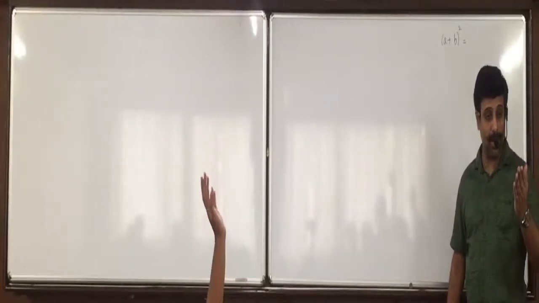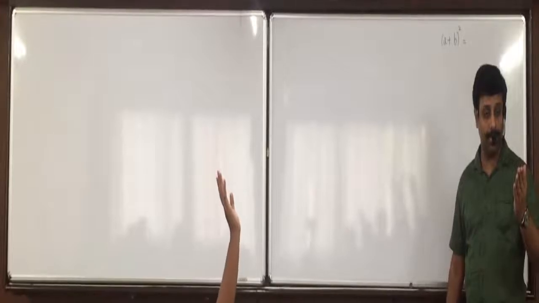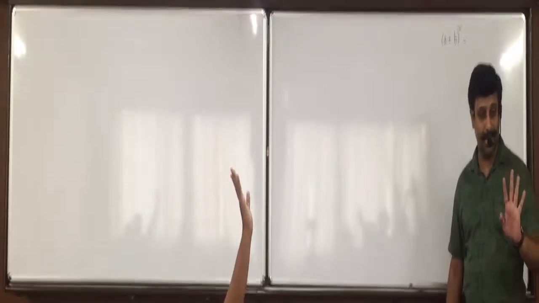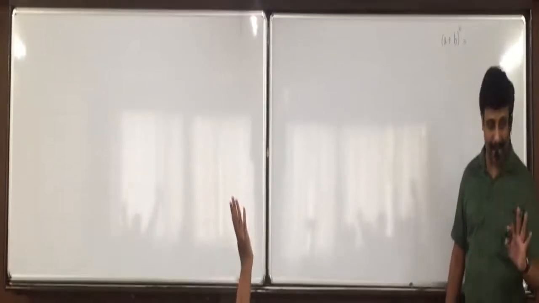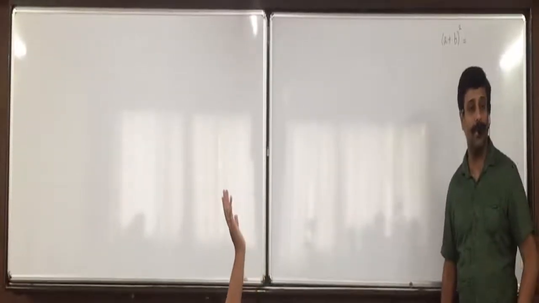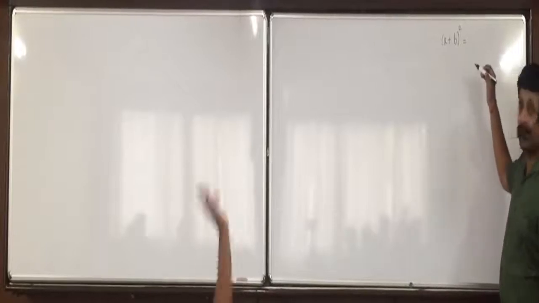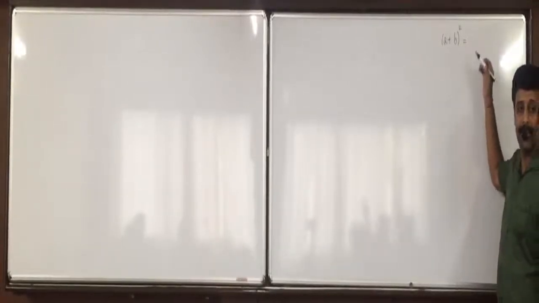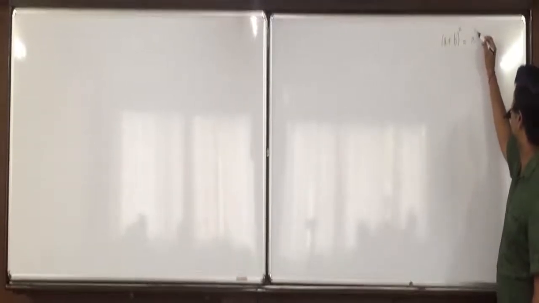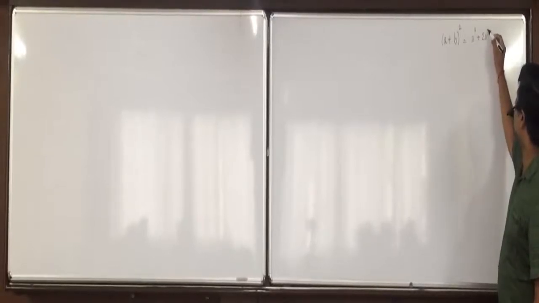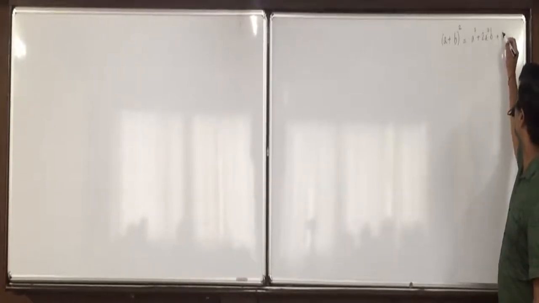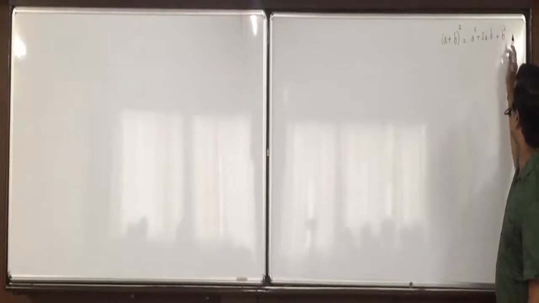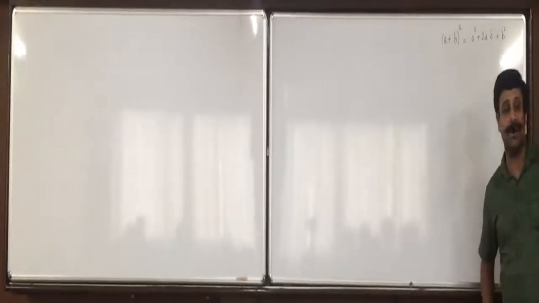A plus b whole square, you don't know. You passed 10th standard. By writing in the exams only you passed. Arvind? A square plus 2ab minus b square. Keep silence. A square plus 2ab plus b square.